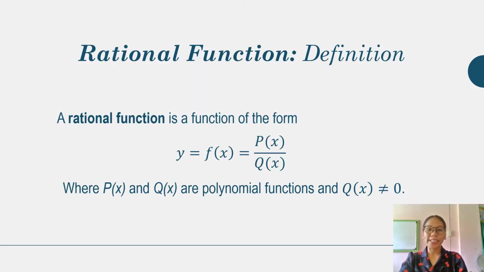We have here our definition of a rational function. A rational function is in the form y equals f of x equals p of x over q of x, where p of x and q of x are polynomial functions and q of x is not equal to 0. Take note that if q of x is equal to 0, then it will make our function undefined.